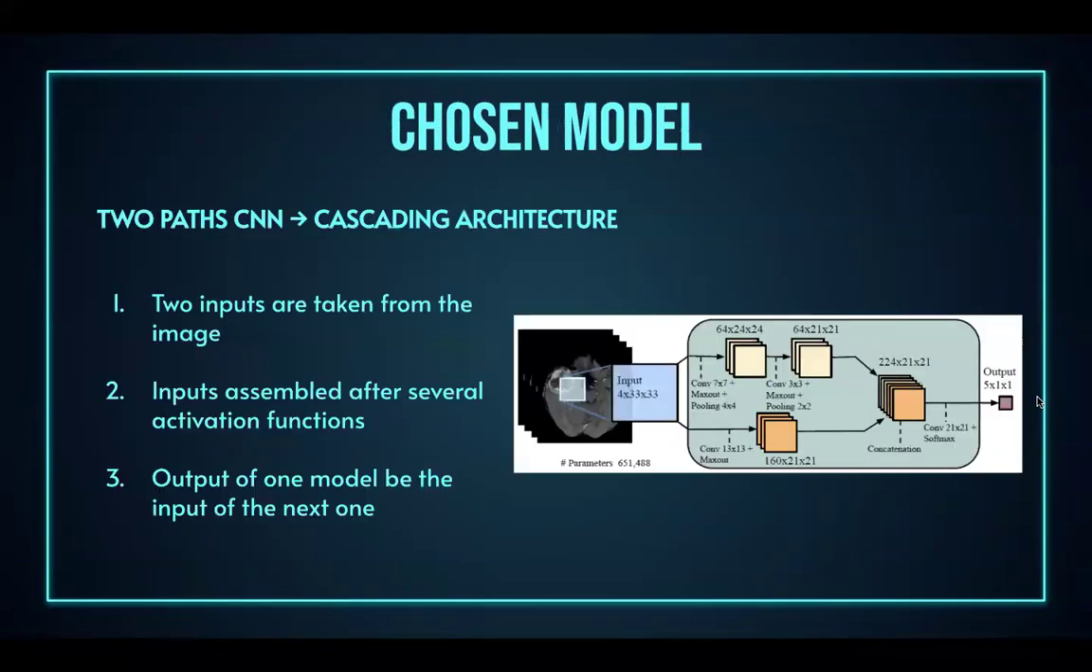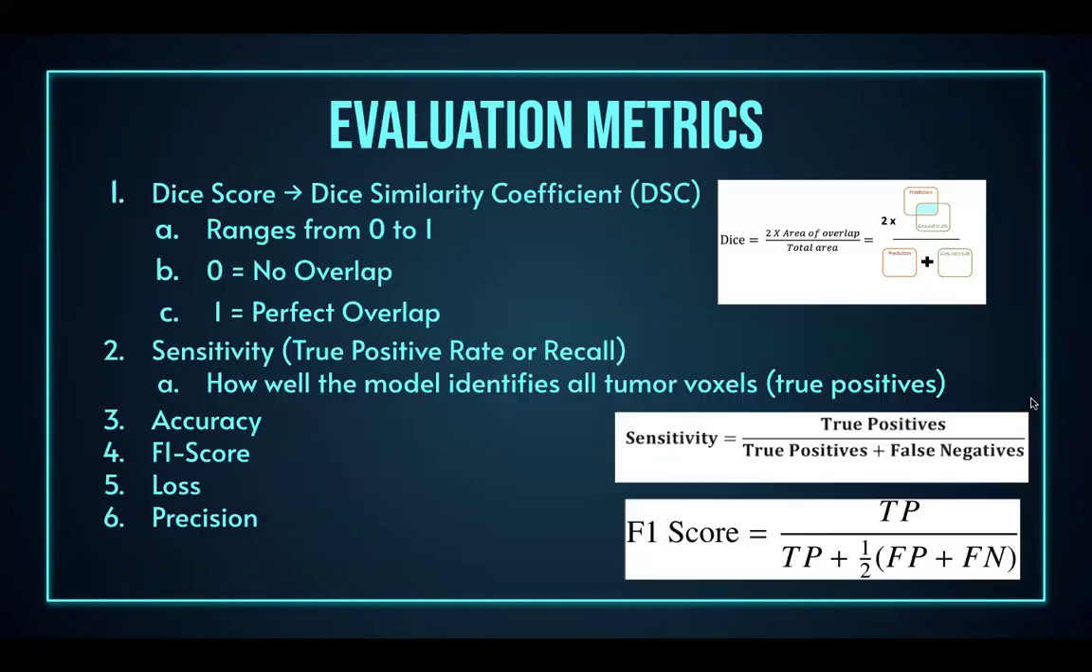Okay, so for our chosen model, we had the two-path CNN, which is a cascading architecture where you have two inputs taken from the image, and these inputs are assembled after several activation functions. And then the output of the first model will be the input of the next one, and the final output would be the prediction of whether there's a brain tumor or not.